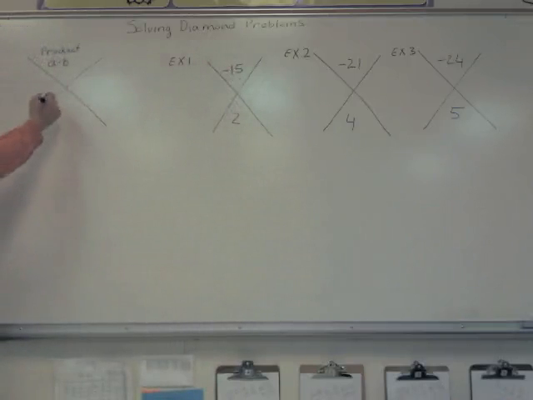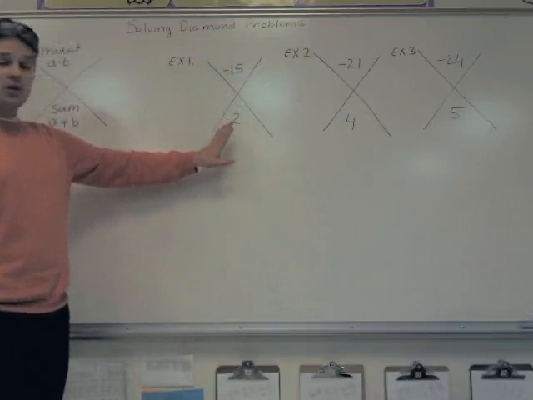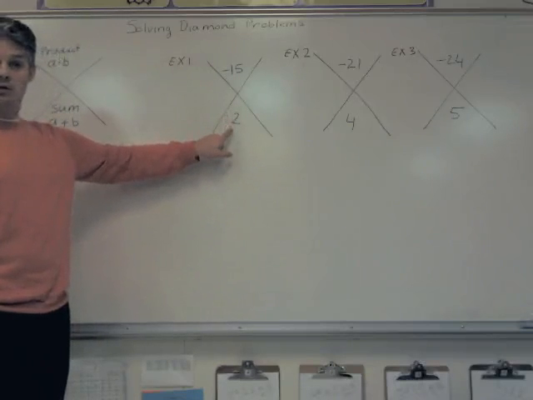In the bottom is the sum of the same two numbers. So I chose a number A and a number B. When I add them together, the sum is in the bottom here. Okay? So in the first example, the sum is 2.